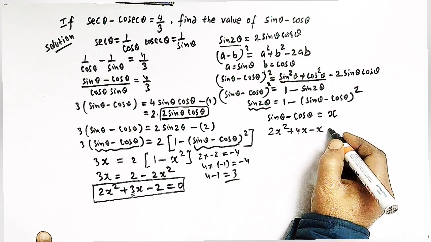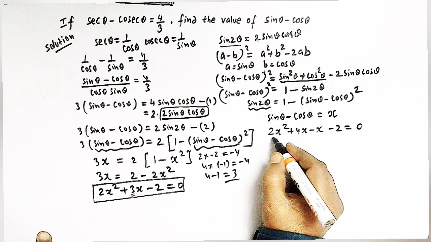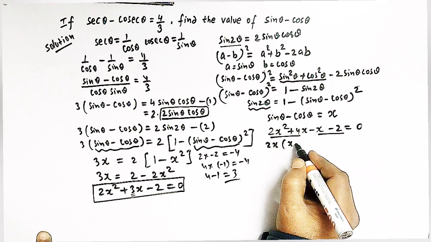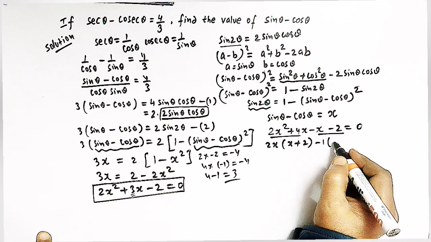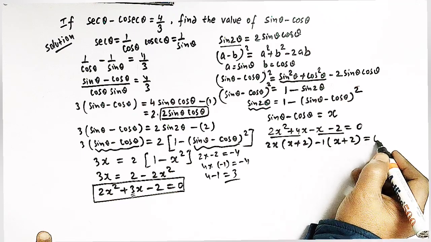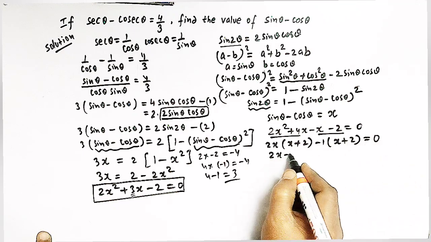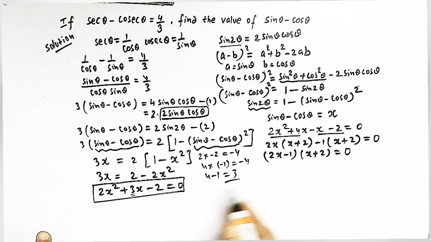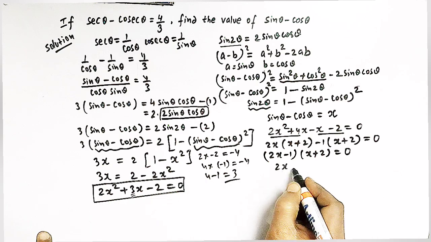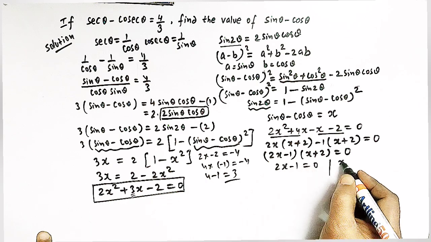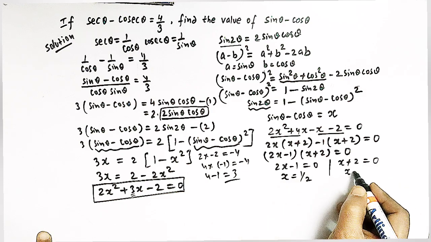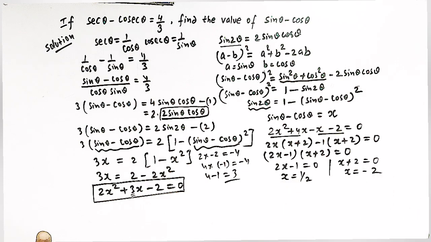So here we have 2x² + 3x - 2 = 0. So let us factorize. Taking 2x common, we have 2x(x + 2), then we have minus 1(x + 2), and we have (2x - 1)(x + 2) = 0. So the two roots of this quadratic equation may be given by these two equations, and here we have x = 1/2, and here we have x = -2, right?